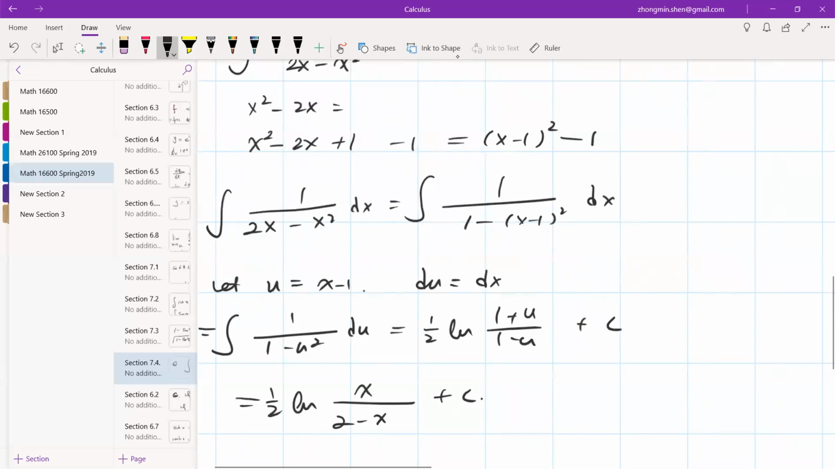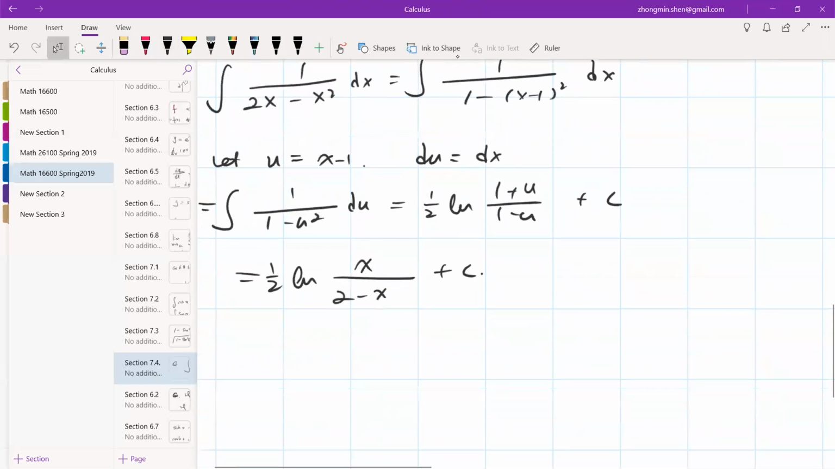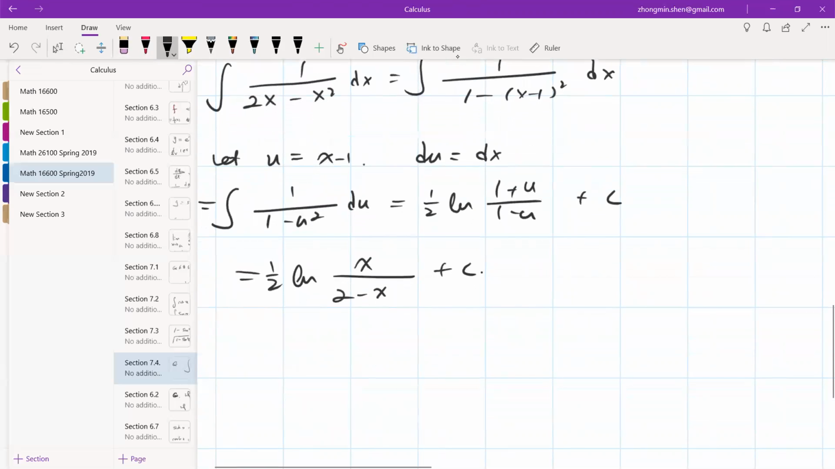So if you see a quadratic function in the denominator, you can always express it in this form. Any quadratic function, a x squared plus bx plus c, can be written in this form.